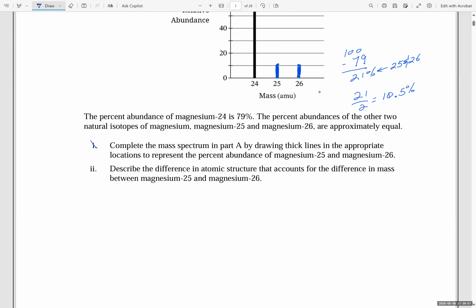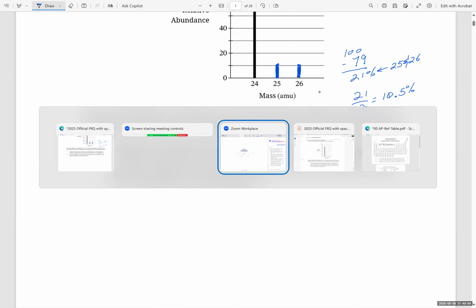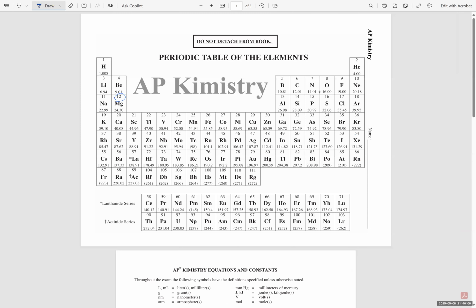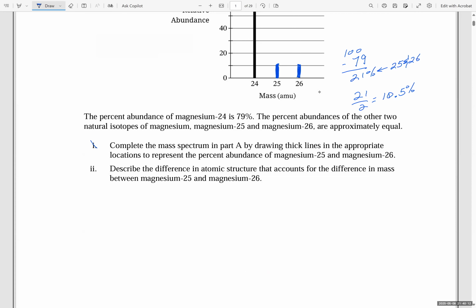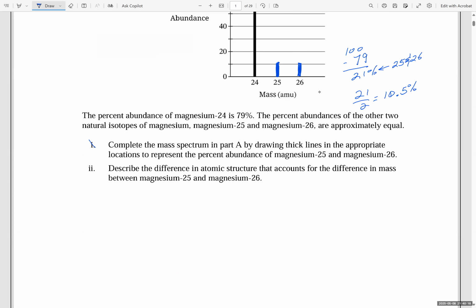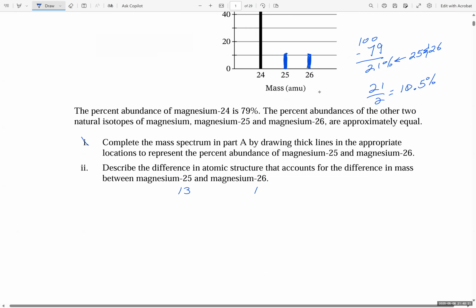Part 2, describe the difference in atomic structure that accounts for the difference in mass between magnesium-25 and 26. If we look at the periodic table very quickly, we see that magnesium has 12 protons. So the difference here would be 13 neutrons for magnesium-25 and 14 neutrons for magnesium-26. So they have a difference of 1.